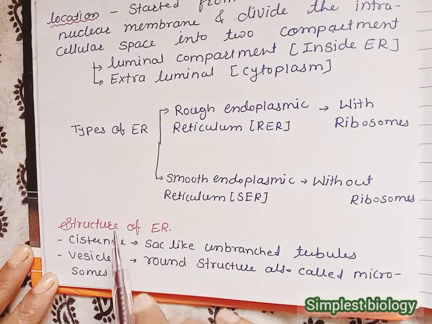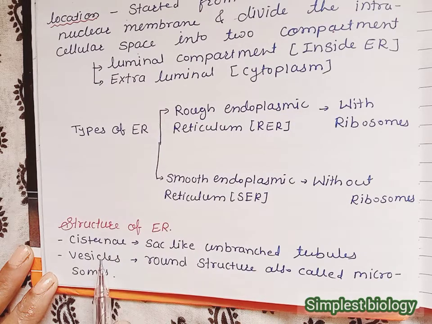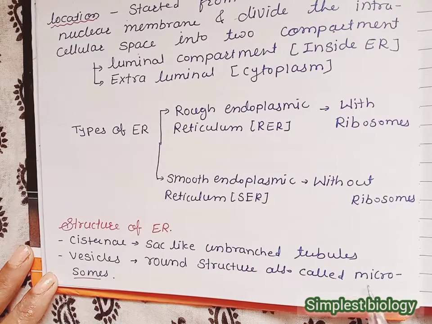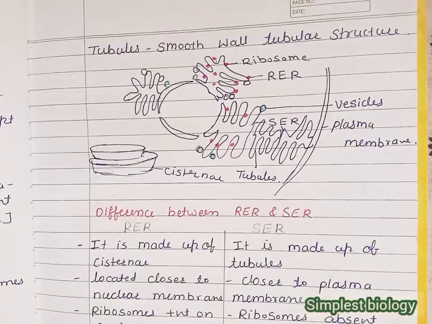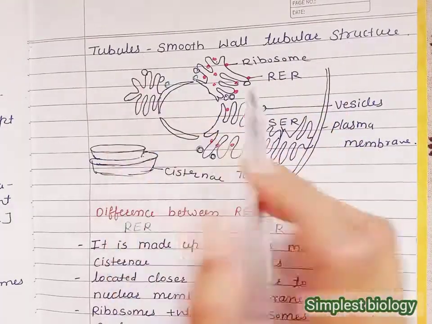Now let us talk about the structure of the endoplasmic reticulum. Mainly it is divided into three parts: cisternae, vesicles and tubules. Cisternae are sac-like unbranched tubules. Vesicles are rounded structures, also called microsomes. Tubules are smooth-walled tubular structures.